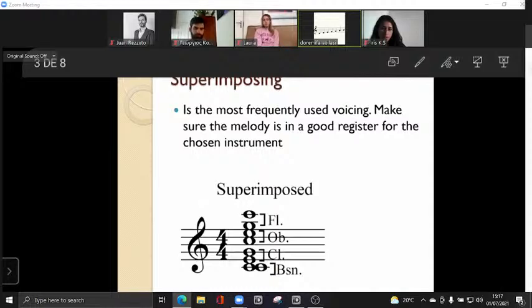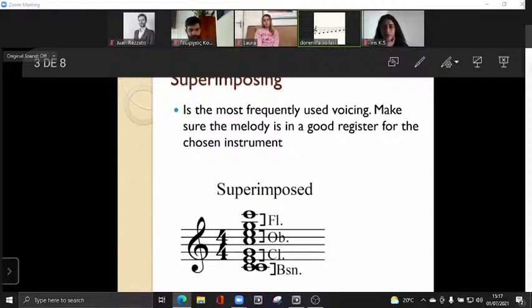The first one is superimposing. It says it's the most frequently used voicing. Make sure the melody is in a good register for the chosen instrument. Well, superimposing is like when we are learning harmony and the teacher teaches us that if we want to build a major triad, we have to superimpose thirds. What does that mean? That we have to take one element and put another element above it.